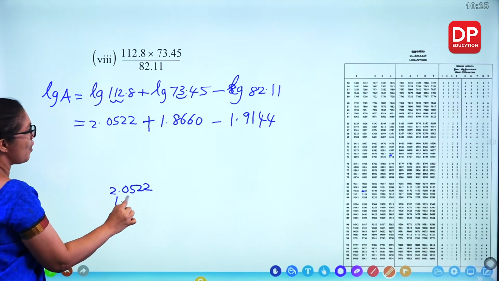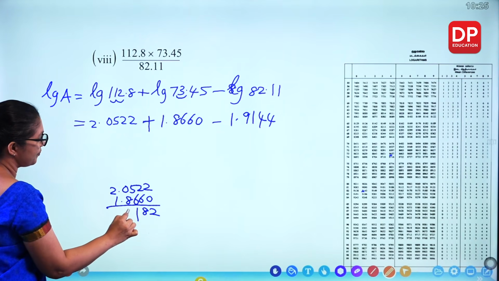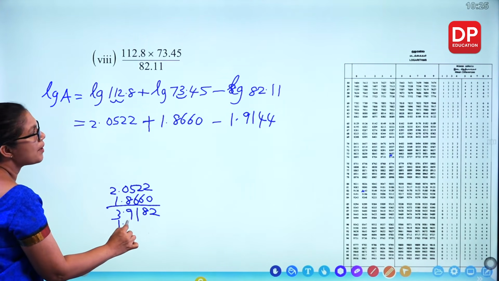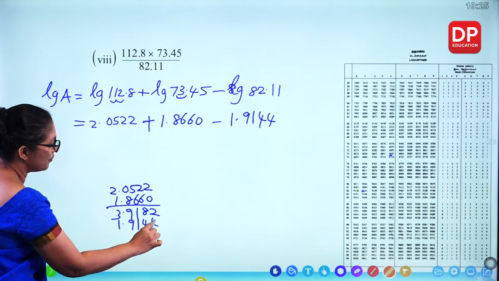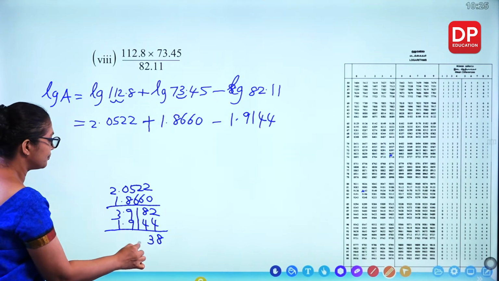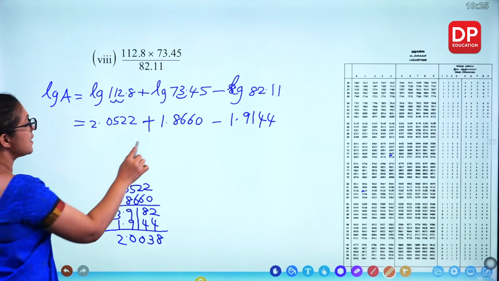Now add the two log values, 2.0522 and 1.8660. When you add, you get 3.9182. When you subtract 1.9144, what do you get? 2.0038.